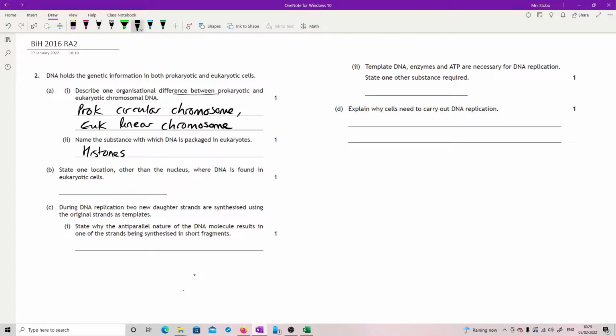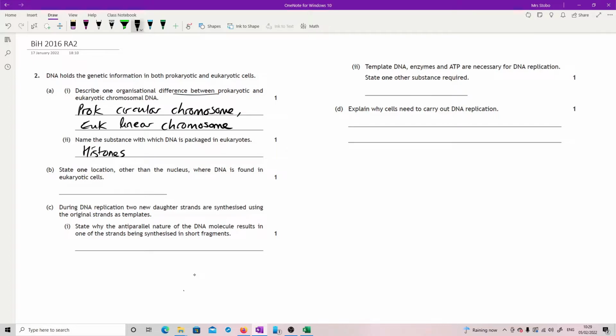Sorry, can I just go back up to this one? One organizational difference between prokaryote and eukaryote chromosomal DNA. You cannot say that one is in a nucleus and the other one is not. Okay, what you're looking for is the DNA itself. So therefore it has to be the arrangement of how that is, not where it is. Okay. Yes, histones for 2. That's easy.